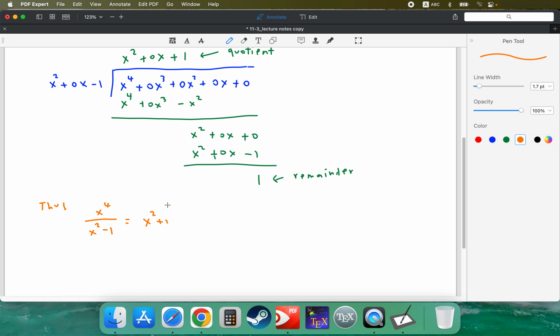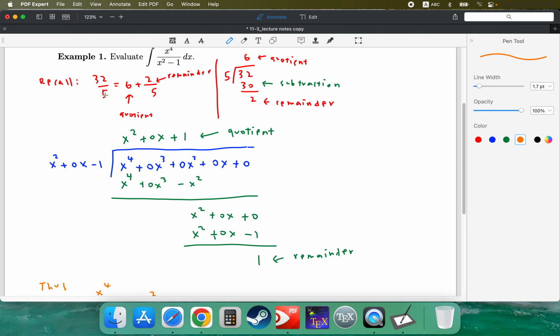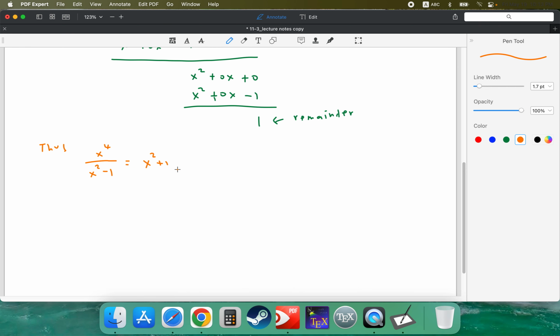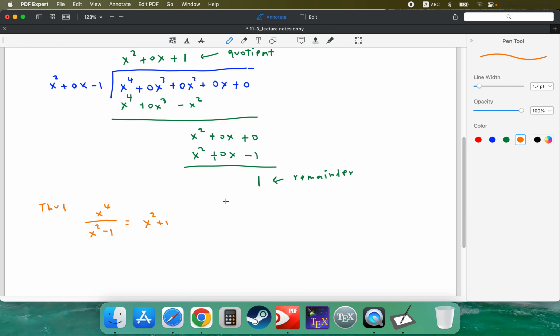Right? Take a look at this again. 32 over 5 is quotient plus remainder over 5. So quotient x squared plus 1 plus remainder over x squared minus 1. Okay, so let's use blue. This is your quotient, then this is your remainder.